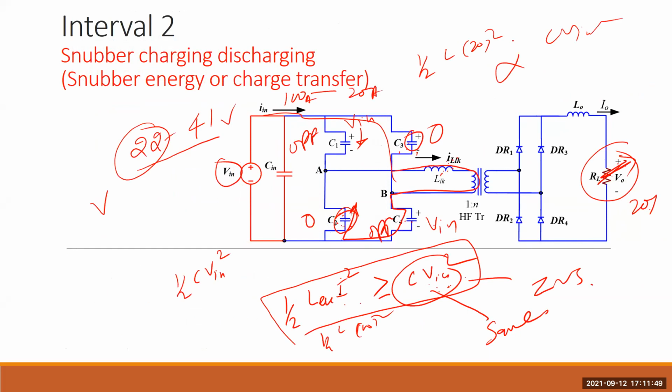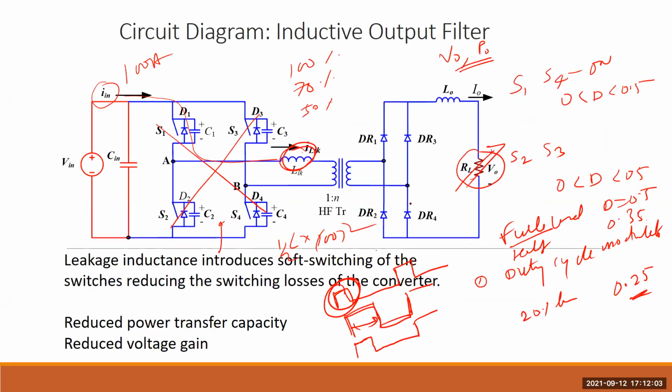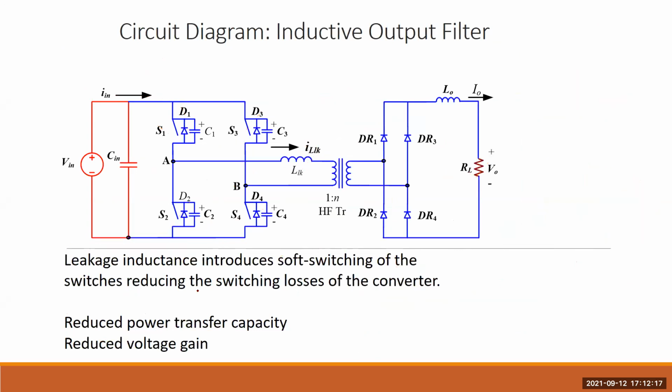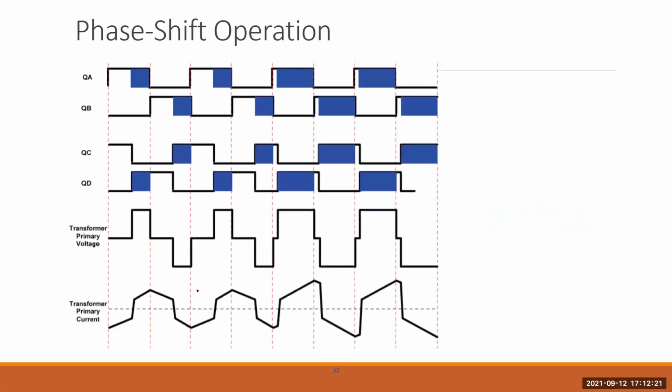So one argument can be: energy is half L I square, and since the load current has gone down, we can increase the inductor. But don't forget one thing: if you increase the inductance, then your power rating goes down. That you don't want to reduce, because the power rating is fixed. Say 1 kilowatt means 1 kilowatt.